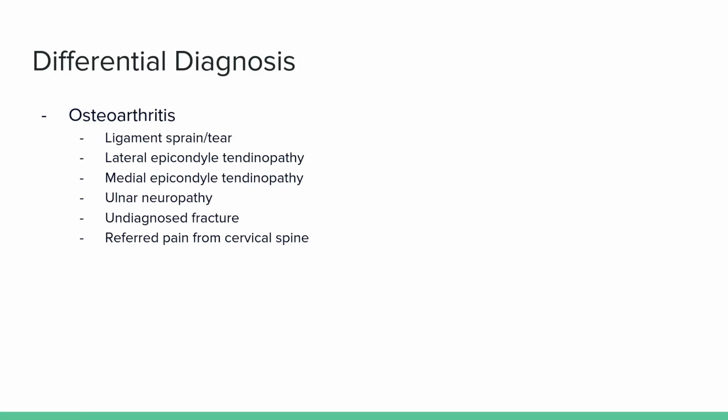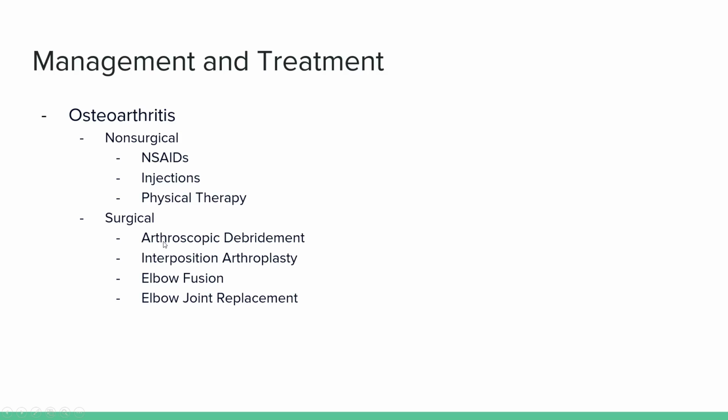Some differential diagnoses for osteoarthritis would be a ligament sprain or tear, lateral epicondyle tendinopathy, medial epicondyle tendinopathy, ulnar neuropathy, undiagnosed fracture, referred pain from the cervical spine. What that means is basically they could think it's more to do with your brachial plexus than osteoarthritis in your elbow joint. So they're going to look more at your spine than osteoarthritis. But a lot of pictures, yeah.